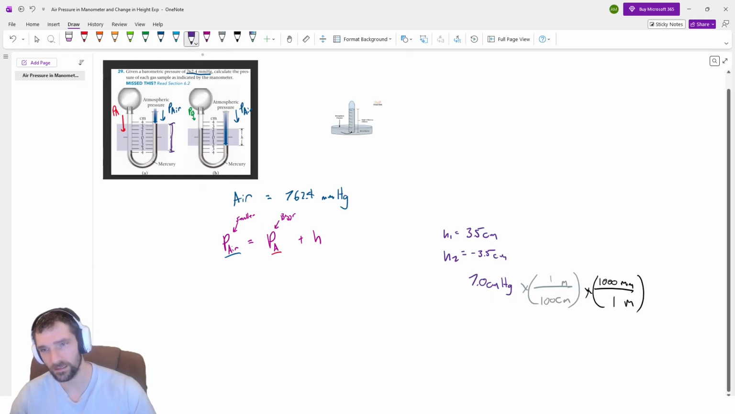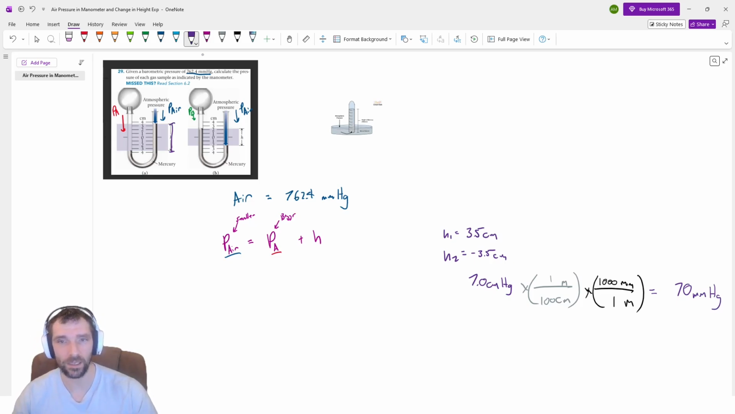If we do that math, you can see that this is going to be about 70 millimeters of mercury for that pressure change. If we want this height value to bring that down, then it's going to be a negative. So you can have your negative 70 millimeters of mercury. And the air we had as 762.4 millimeters of mercury, meaning that P A we should be able to solve for it by adding that 70 to that pressure.